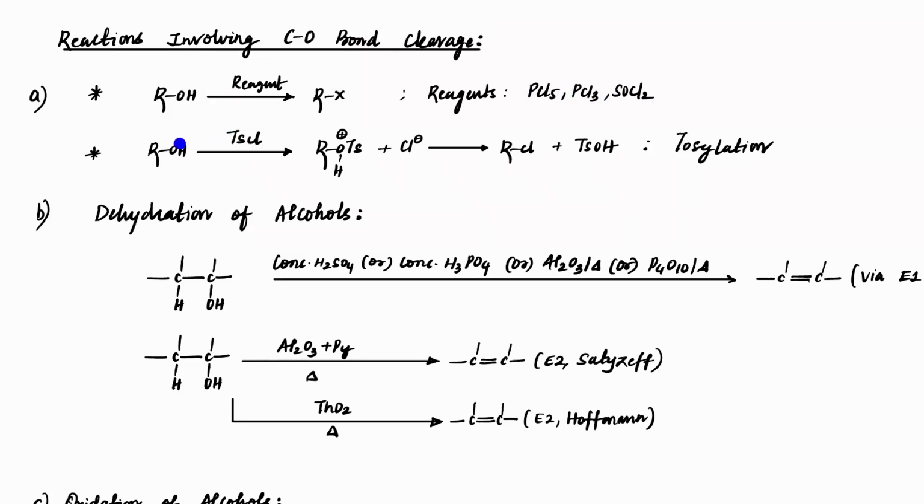Other than that, we could also make alcohols react with tosyl chloride and convert into the tosylate form, and Cl minus can attack, give you alkyl halide, and tosyl acid will be formed. So this kind of reaction can also happen where the carbon-oxygen bond is breaking.